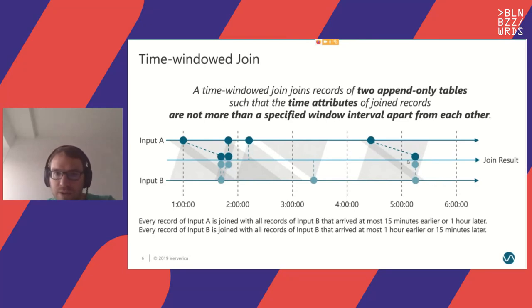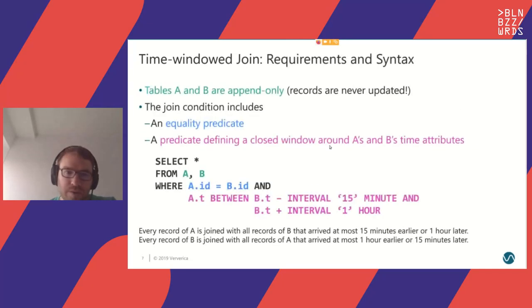And for instance here, you can see that these two records basically meet each other because this one arrived less than 1 hour earlier than this one here, and those two records would then match and produce a join result. Whereas this one here doesn't see anything in its range, and hence it's not joined.